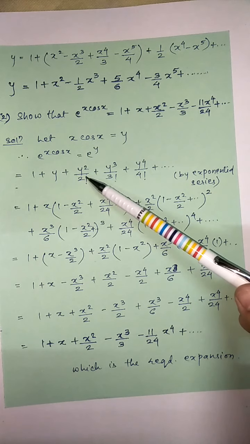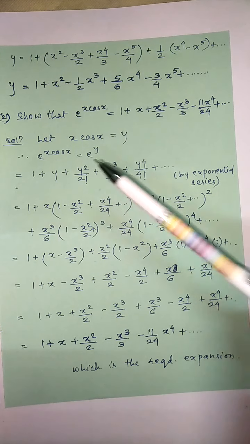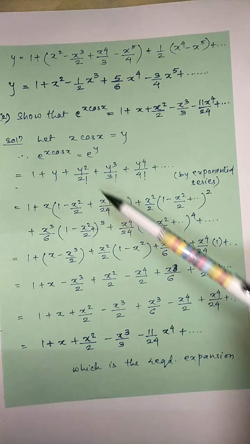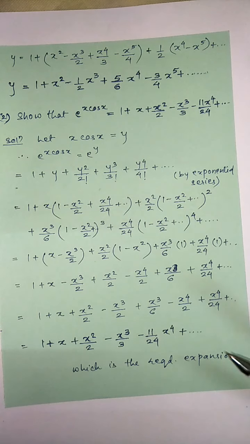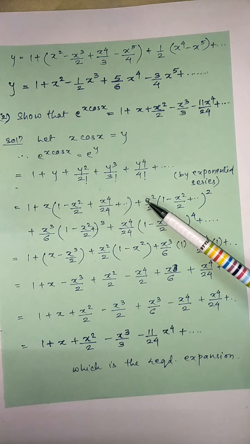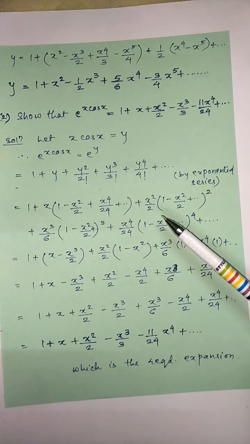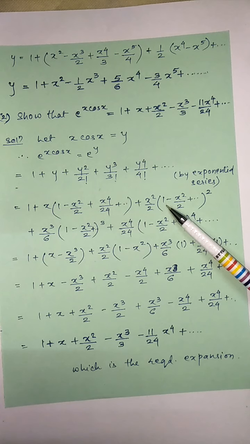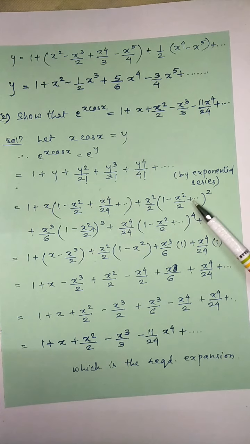The next term is plus y square upon 2 factorial. It will be y square upon 2. So what is y? It is x cos x. So it will be x square cos square x. So what we will have for this term? We have x square upon 2. And for cos square x, we will substitute the standard expansion for cos x and square of that. So we will have 1 minus x square by 2 plus it will continue. This in the bracket, square of that.